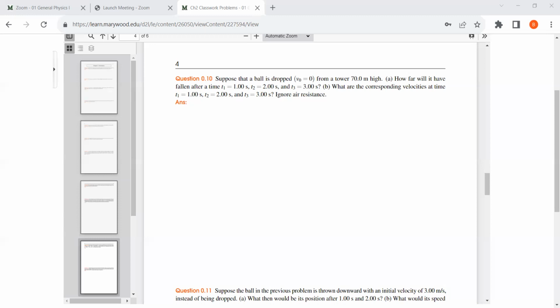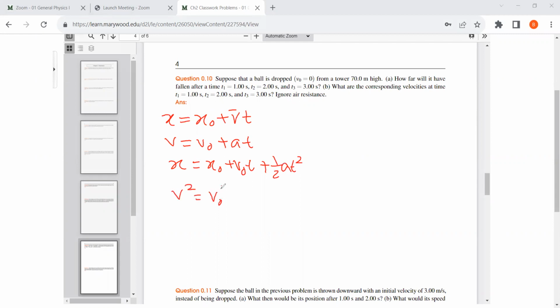To solve the free fall problem, the first thing we need is the kinematic equations. Let me write them down here. x equals x0 plus vt, and then v equals v0 plus at, x equals x0 plus v0t plus half at squared, and then the last one is this.